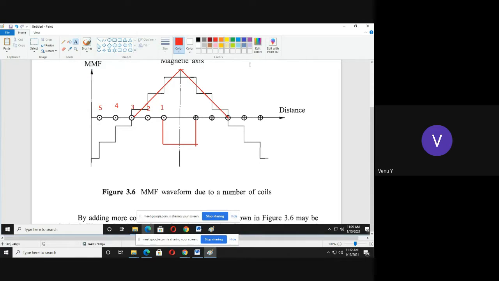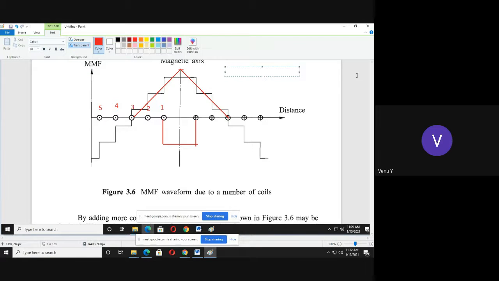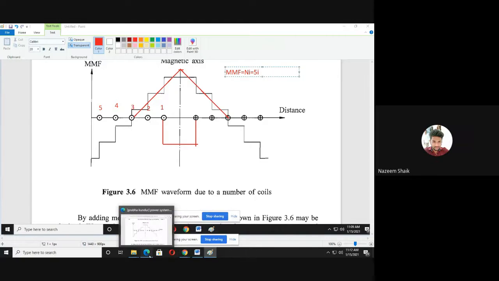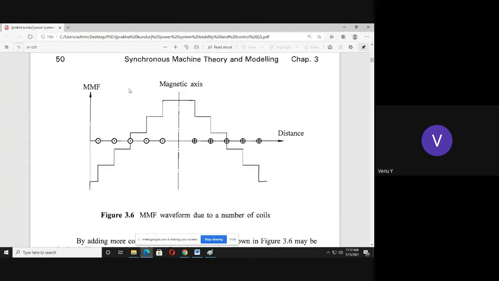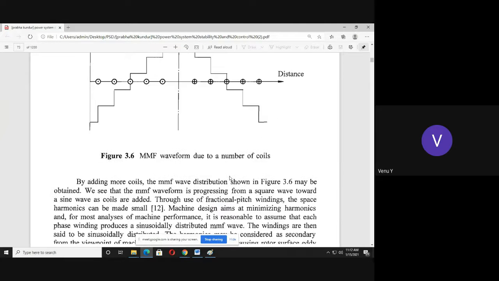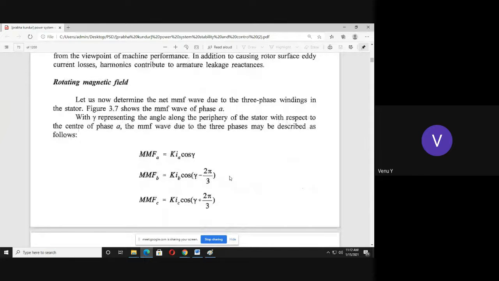Here the MMF is equal to N into I, that is 5 into I. So this is the total MMF. And so on. Instead of 5, we can have 50 or 100, whatever depends on our requirements. So this is the MMF wave of a multi-turn coil, with the number of turns or more.